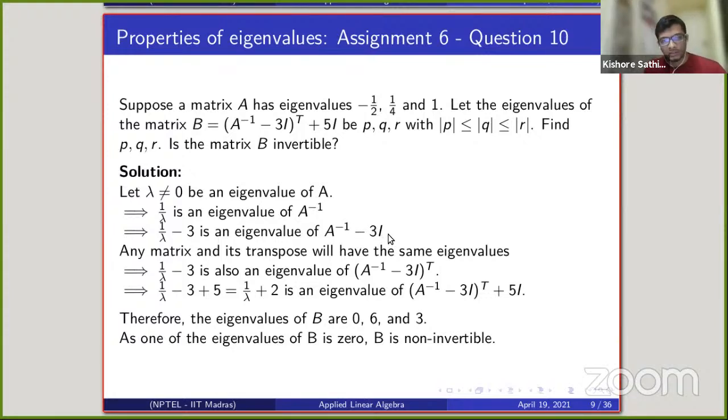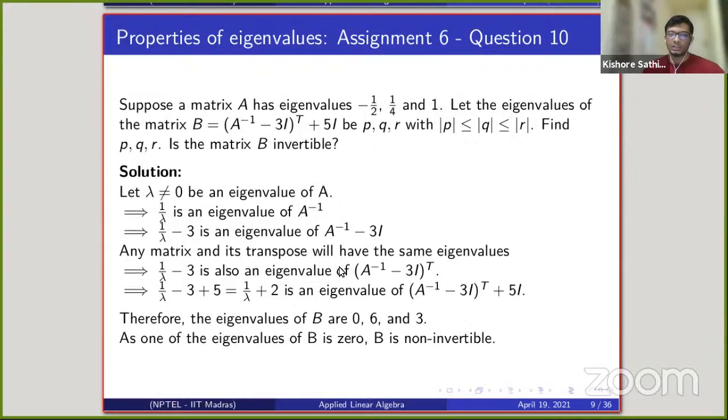I'm not sure if sir did this during the lectures, but this is quite easy to check. If you subtract any k times the identity matrix from a given matrix, then the eigenvalues will also get subtracted by k accordingly. In this case, it's subtract by 3I. So the resulting eigenvalues of A inverse minus 3I is going to be 1 by lambda minus 3. And the next property we use is that on transpose, the eigenvalues remain the same. So A inverse minus 3I, the whole transpose, will still have the same eigenvalues, 1 by lambda minus 3.